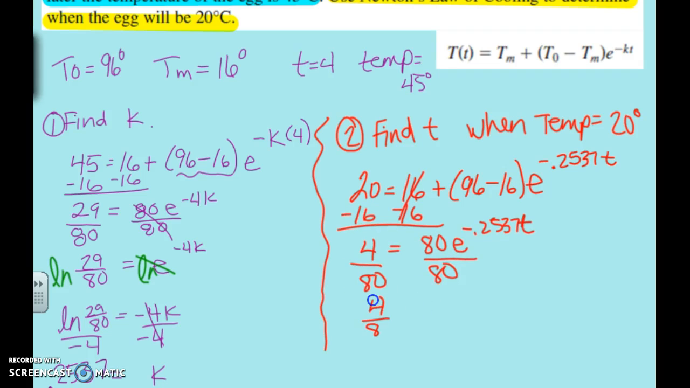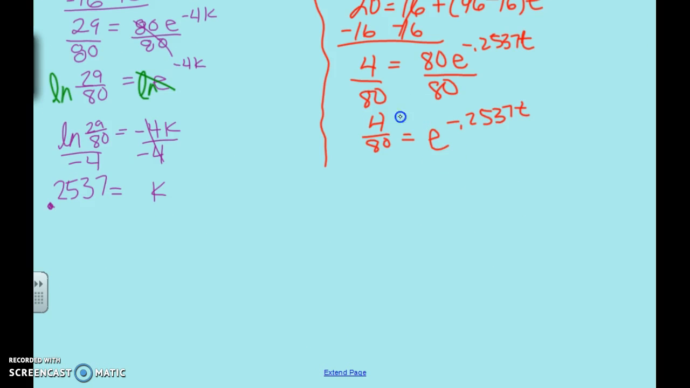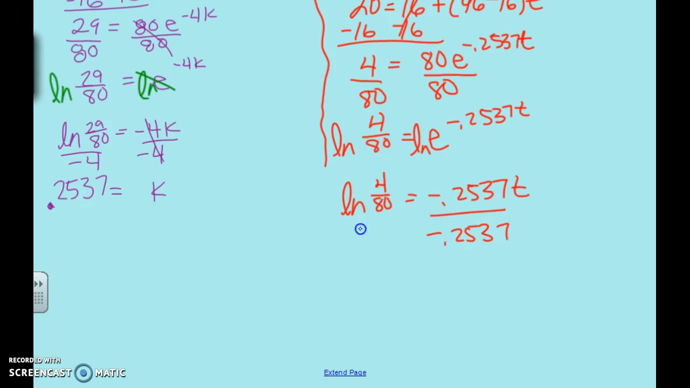So 4 over 80 equals e to the negative 0.2537 t. And now we can take the natural log of both sides. Taking the natural log of both sides gives me the natural log of 4 over 80 equaling negative 0.2537 t, and dividing by the negative 0.2537.